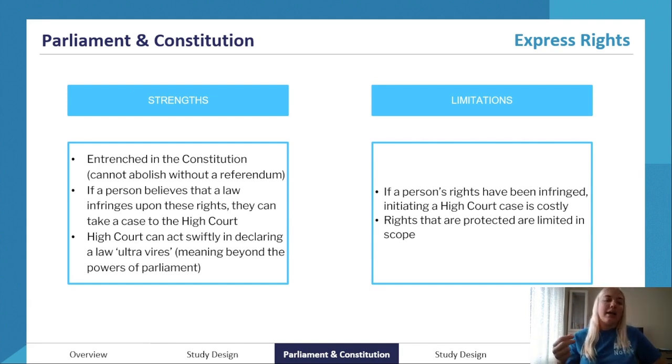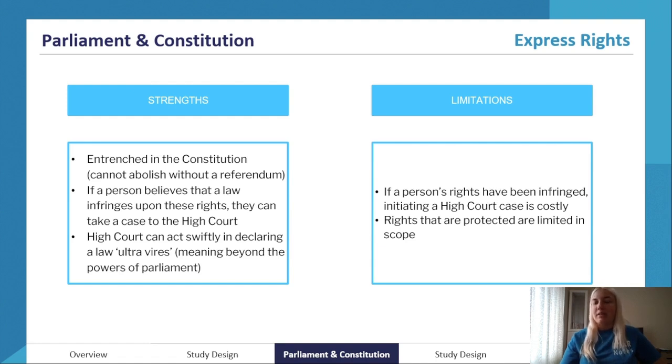Otherwise, a law that is harmful and contradicts the Constitution will continue to operate until a suitable case and a person with standing comes along to the High Court with a claim. So this is mentioning some of those other limitations. If a person's rights have been infringed, initiating a High Court case is going to be very costly and time consuming.